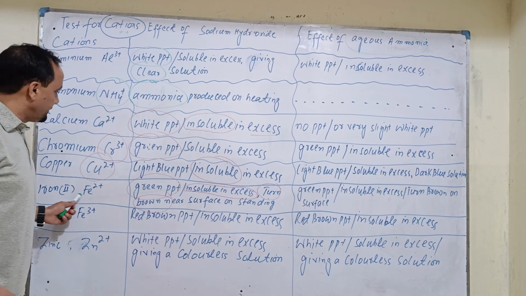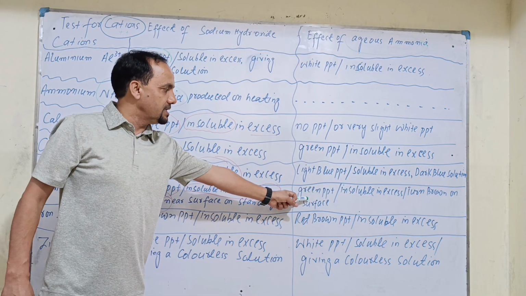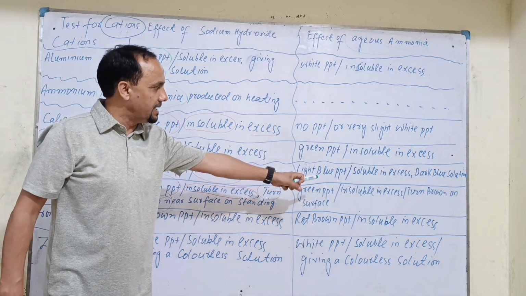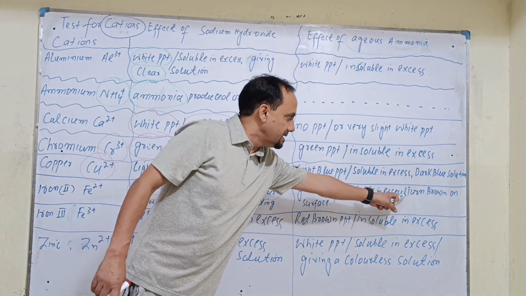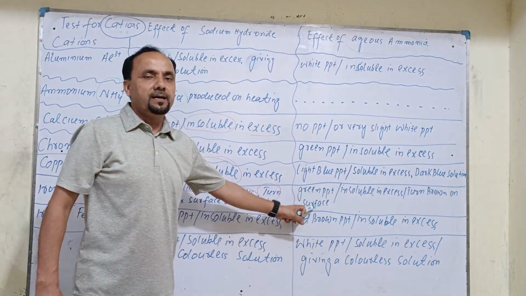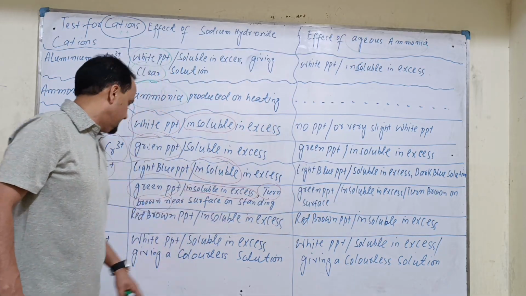For Fe2+, when ammonia solution is added, green precipitate, insoluble in excess, turns brown on the surface, and I have explained it earlier.